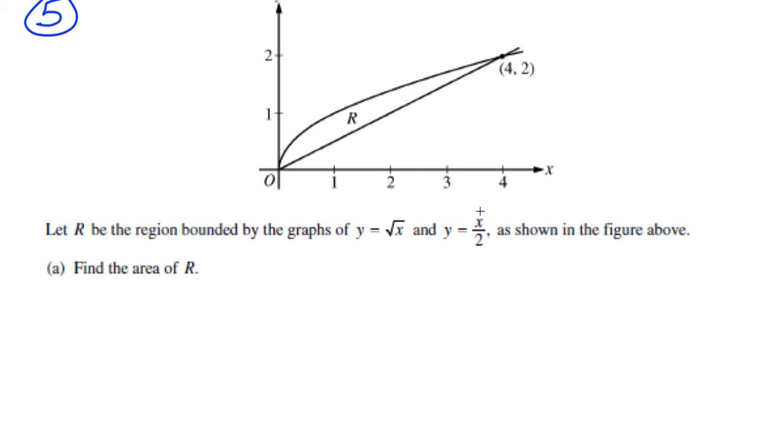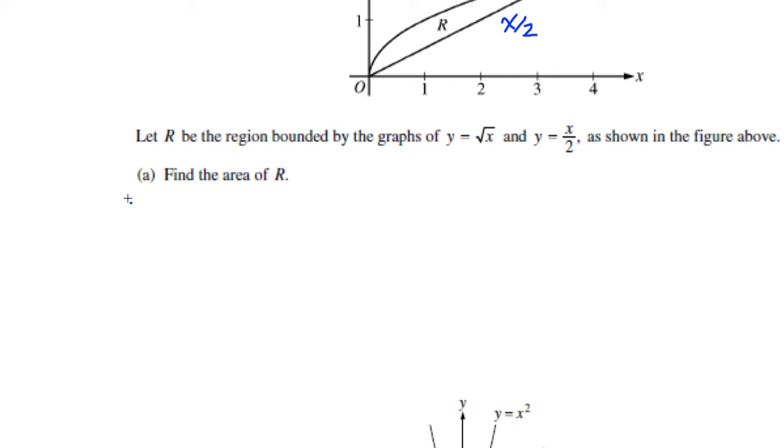Which function is which? Well, x over 2 is a line. It's linear. So x over 2 must be the bottom piece. And then square root of x is the non-line, the non-linear. And it's the square root. Okay, so we have the top, we have the bottom. We have the x-coordinates of the intercepts, 0 and 4, so we're ready to go.